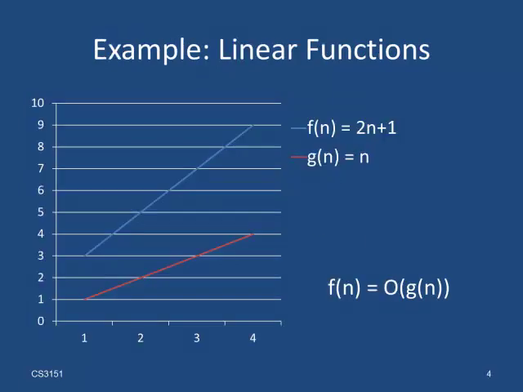The graph on this slide shows two functions, f and g. Note that the actual value of f is greater than the value of g, at least if the argument is greater than 0. But although the value of f is greater than the value of g, both functions grow in a linear fashion and therefore have the same growth rate. We can say that f of n is O of g of n, so g is an upper bound of the growth rate of f.